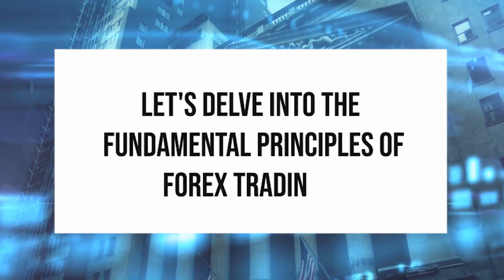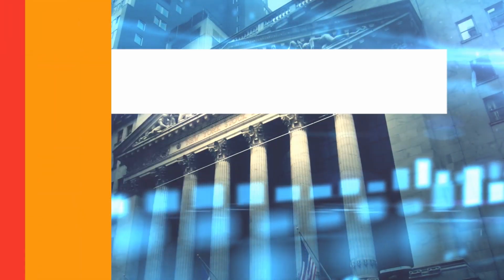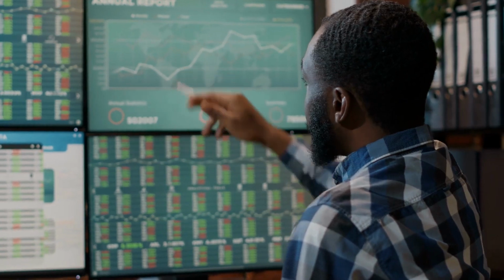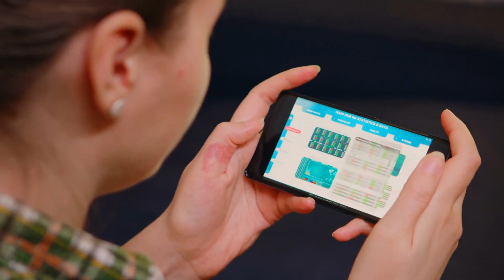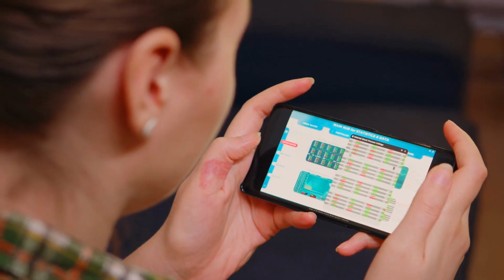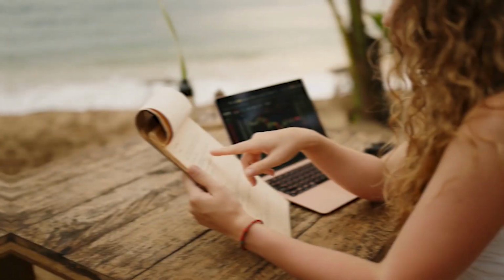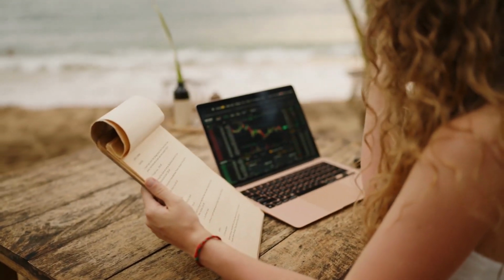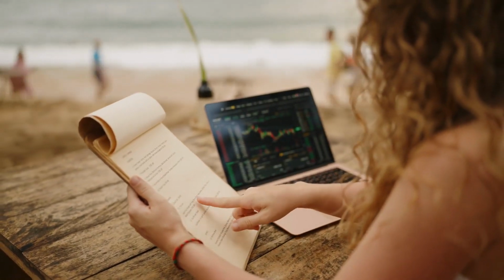Let's delve into the fundamental principles of Forex trading. When you trade Forex, you are not trading a single product. Rather, you are trading two currencies against each other, which is known as a currency pair. The quote for a Forex currency pair determines the relative value of the two currencies. To understand a quote more easily, read the currency pair from left to right.